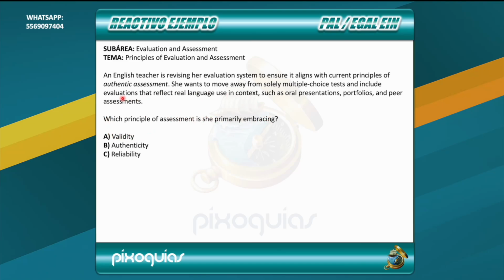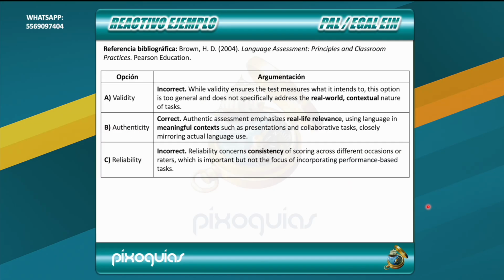A. Validity, B. Authenticity, or C. Reliability? Correct answer is B. Authenticity. Authentic assessment emphasizes real-life relevance, using language in meaningful context, such as presentations and collaborative tasks closely mirroring actual language use. Validity is incorrect because while validity ensures the test measures what it intends to, this option is too general and does not specifically address the real-world, contextual nature of tasks.